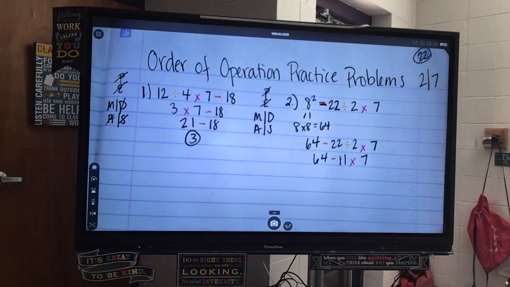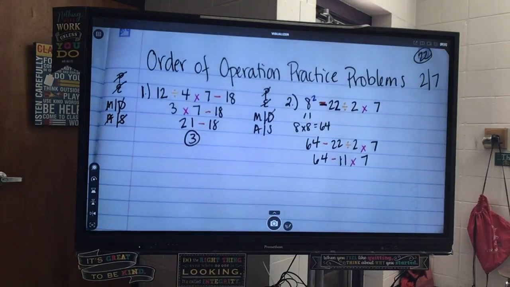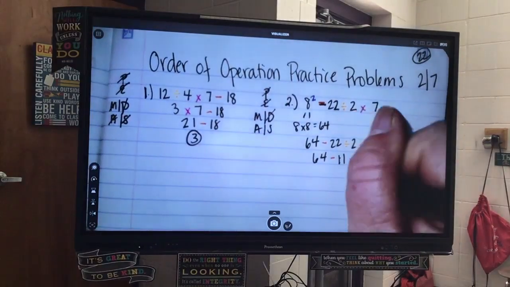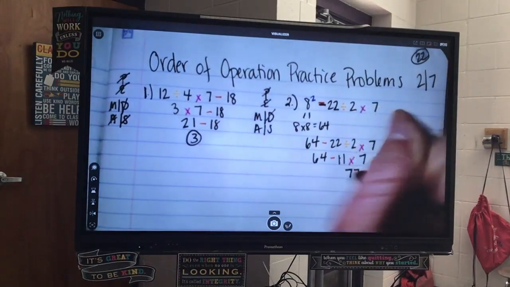Alright, then what do we do? We forgot what? We did division, but we have to what? Multiply 11 and 7. Okay, which gives me? 77.